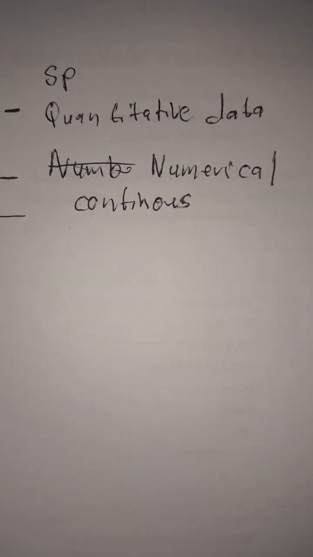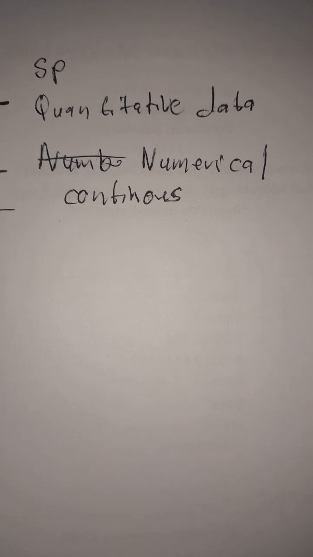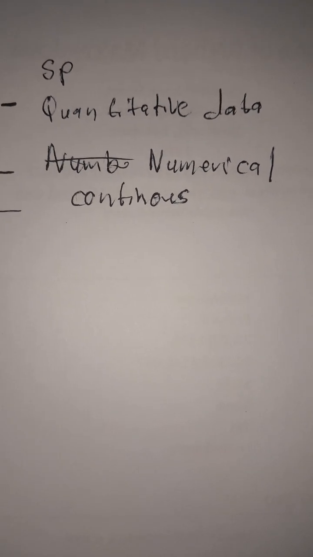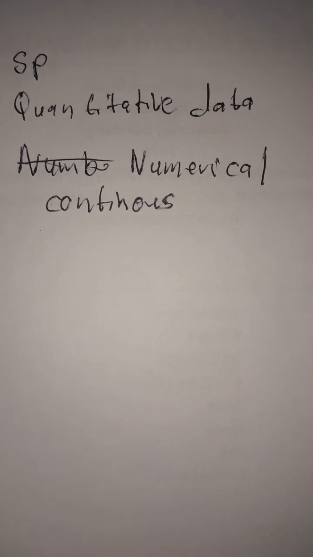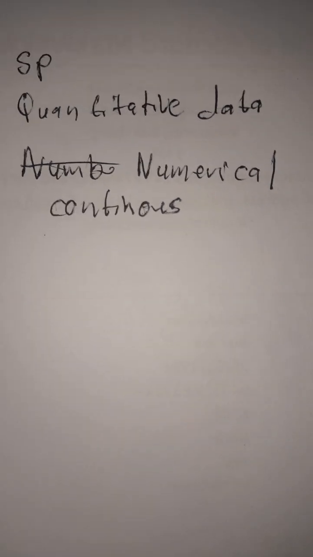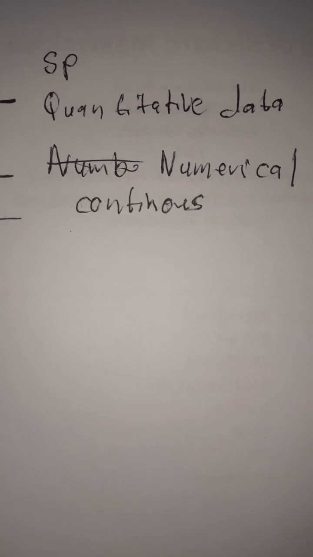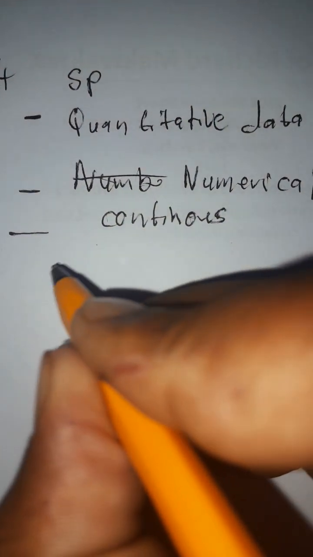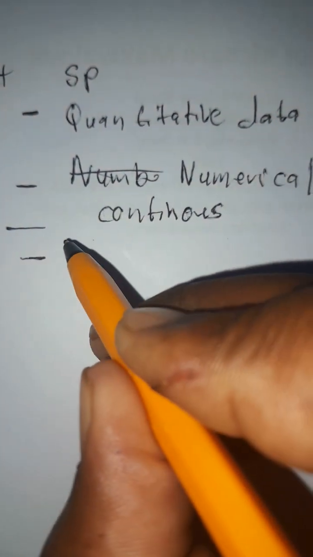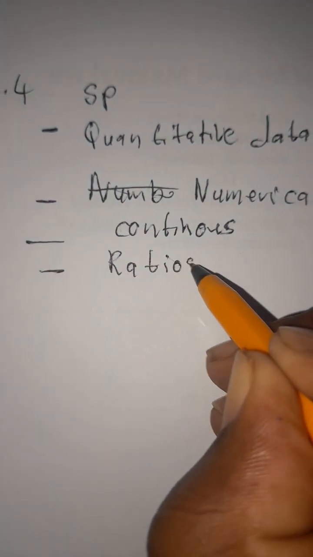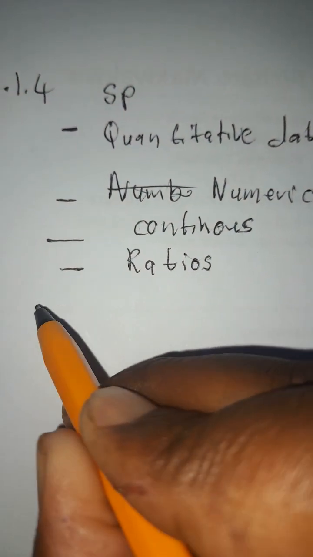So we said it's continuous. It can take any value within a range. Then they said identify the measurement of scale for each random variable. In this case, the measurement will be the ratios because we are dealing with comparison. So we are going to compare them. So it will be the what? The ratios. The measurement of scale will be ratios.